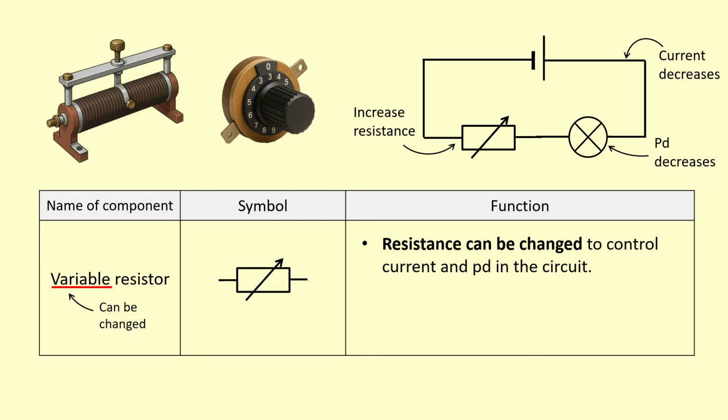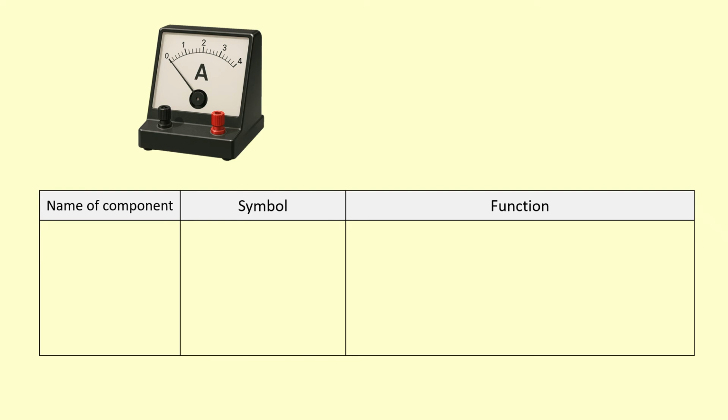So the variable resistor is allowing us to control the current and potential difference in different parts of the circuit. Okay, this component here is an ammeter. You can tell by the large A on it. And its symbol is just a circle with a capital A inside it. And it basically measures the current, normally in amps.